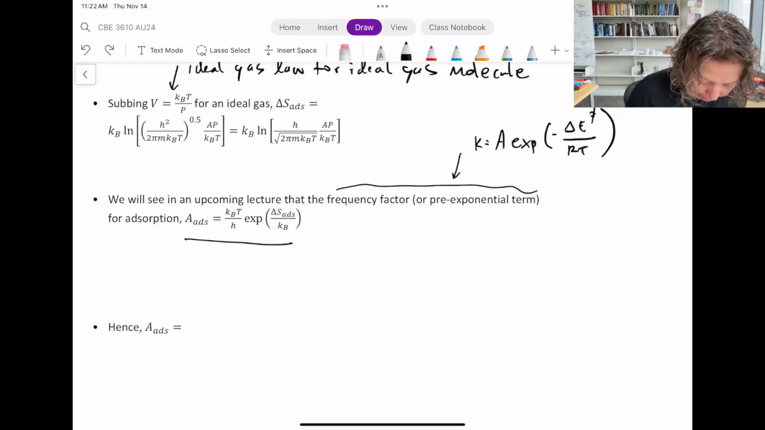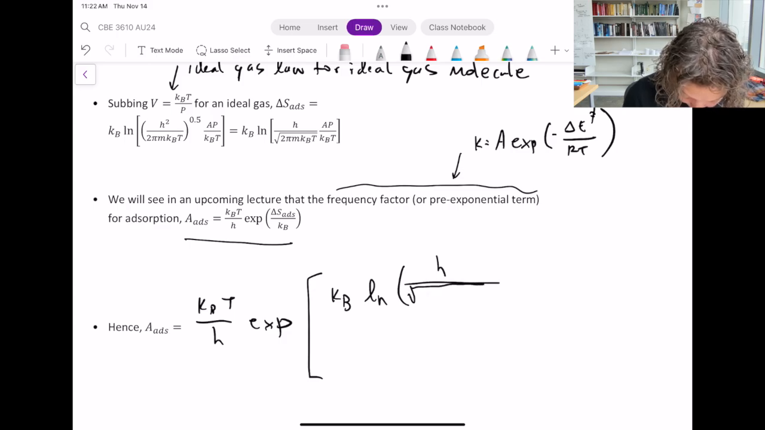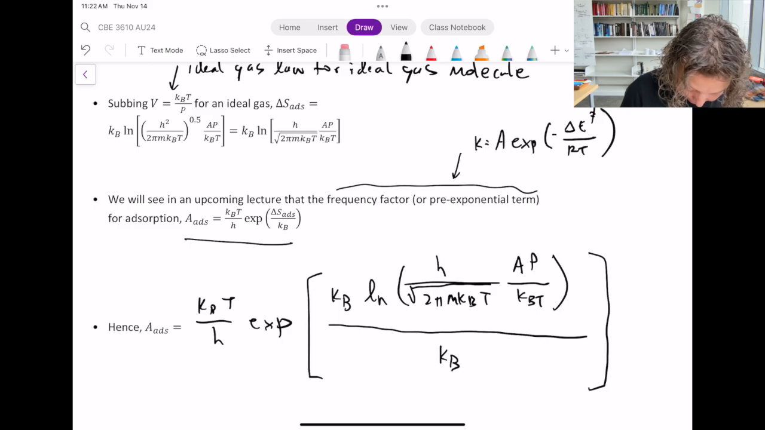that the frequency factor for adsorption is equal to kBT over h times the exponential of kB natural log of h over square root of 2 pi m kBT, times A P over kBT, all over kB. So what that allows us to do is get rid of that and get rid of that.